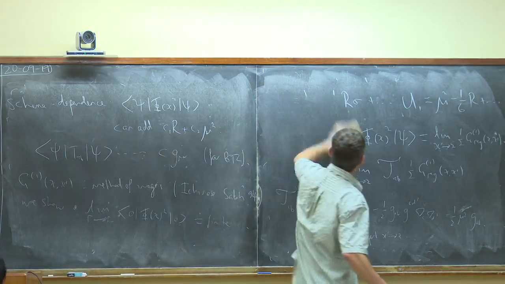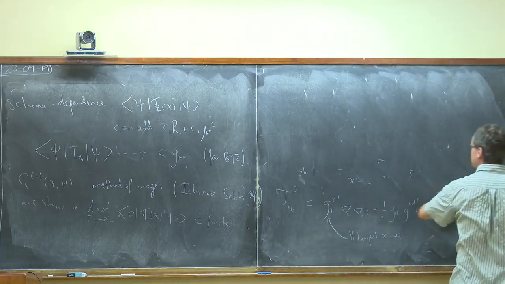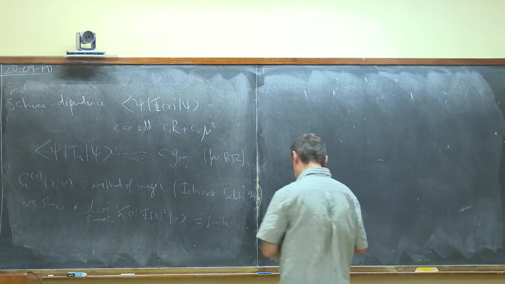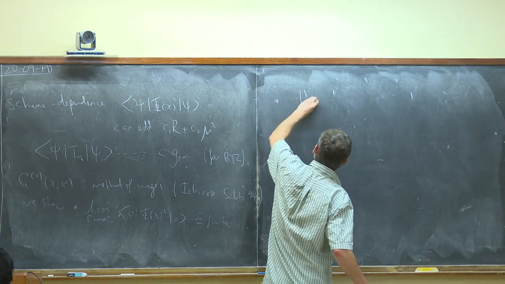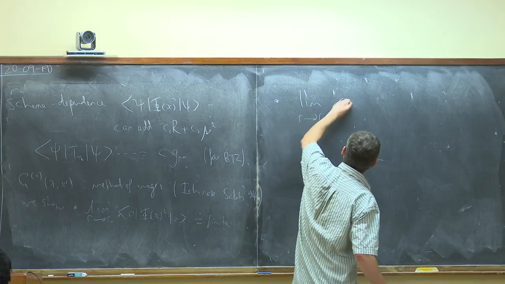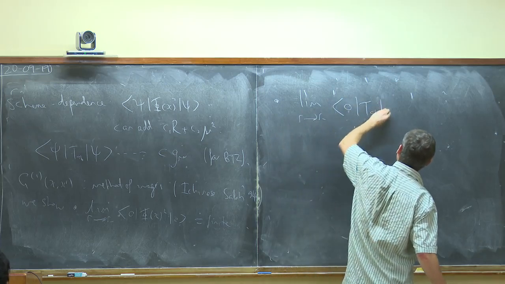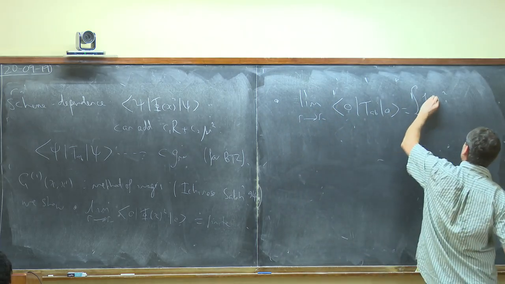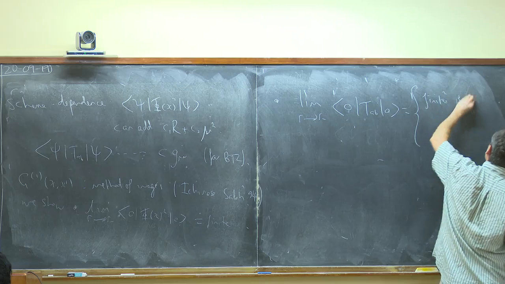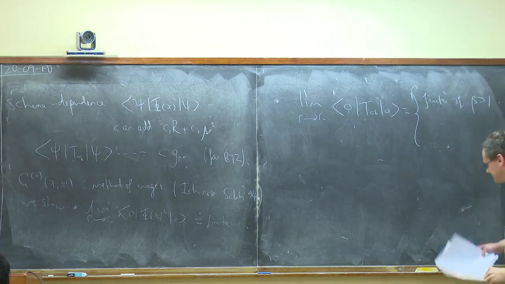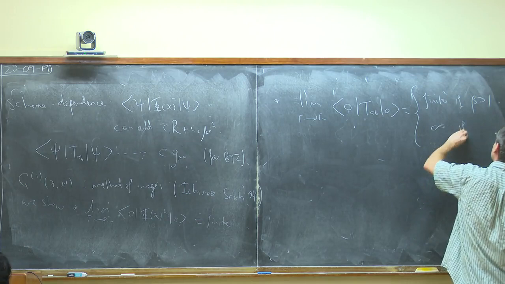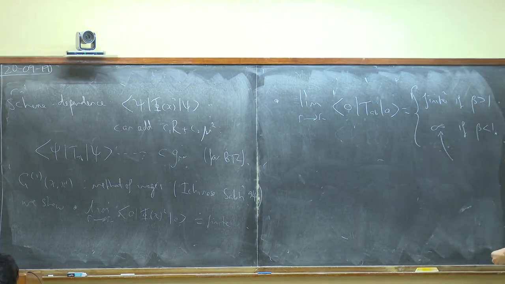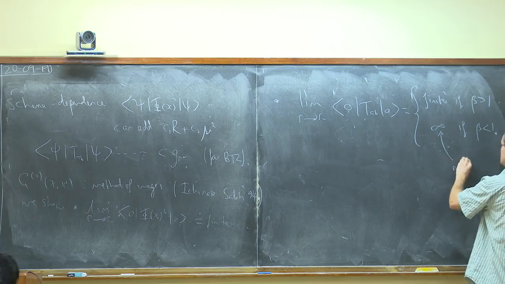And then if we look at the stress tensor, this turns out to be finite if beta is bigger than 1 and infinite otherwise. This was something we could show analytically. This we needed some numerics.